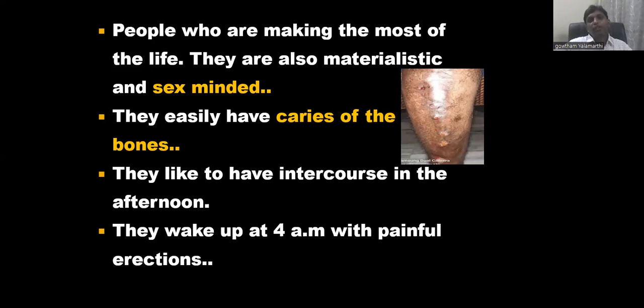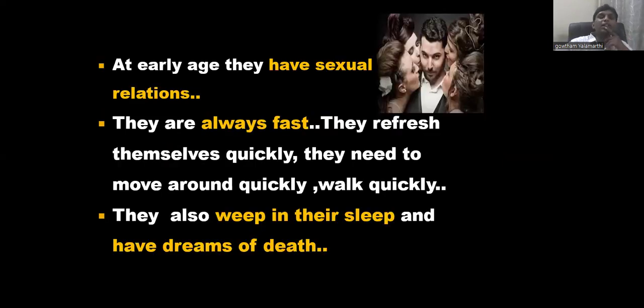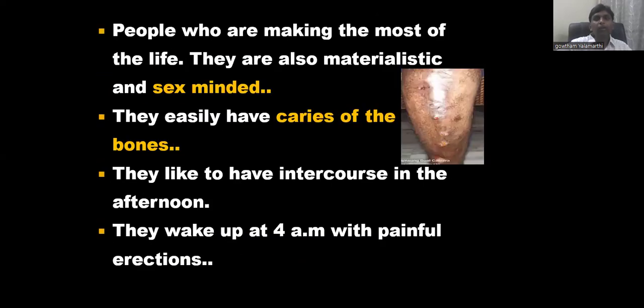They like to have intercourse in the afternoon. They wake up at 4 a.m. with painful erections. At an early age, they have sexual relations. They are always fast. They refresh themselves quickly. They need to move around quickly, walk quickly. They also weep in their sleep and have dreams of death. So if you see fluoric acid, they don't like responsibility.